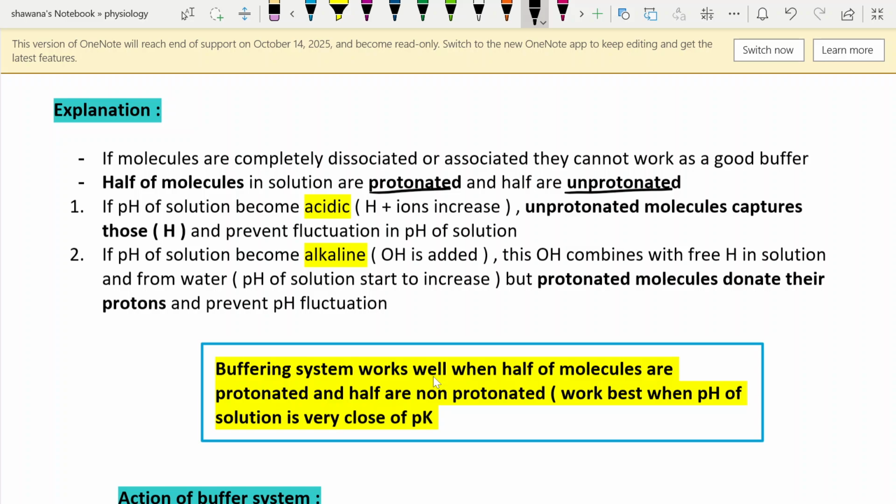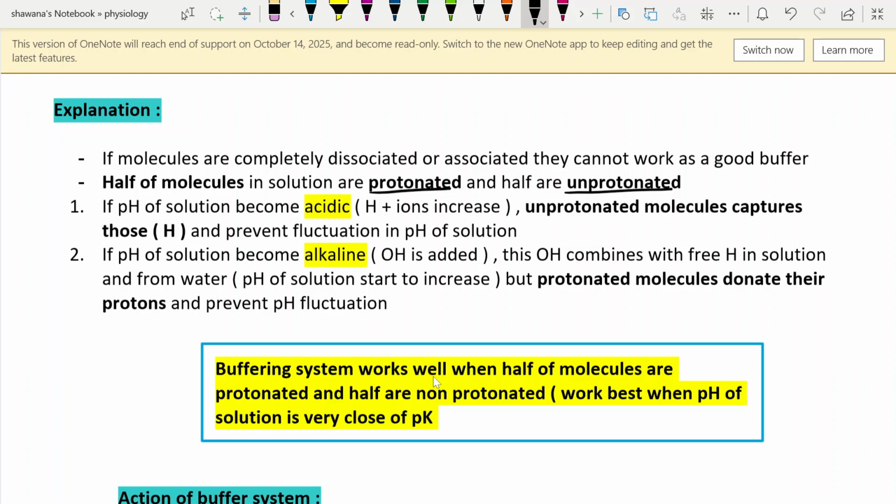On the other hand, in the same blood or in the same solution, we start to add an alkali, for example OH. The OH will combine with the free hydrogen in the solution and form water. Okay, and those free hydrogens which are maintaining our pH have been converted to water by OH. So pH starts to increase, but what will the buffer do?